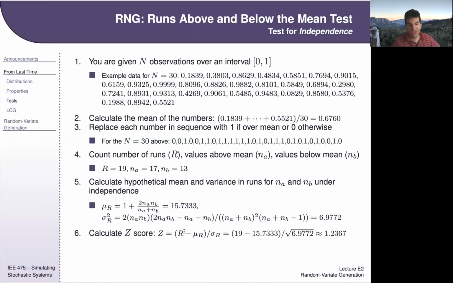So my z-score is just going to take the number of runs I observed minus the expected number of runs divided by the standard deviation. And be careful about this. That's the square root of this variance. So here I calculate the statistic this way, and then I get my z statistic.